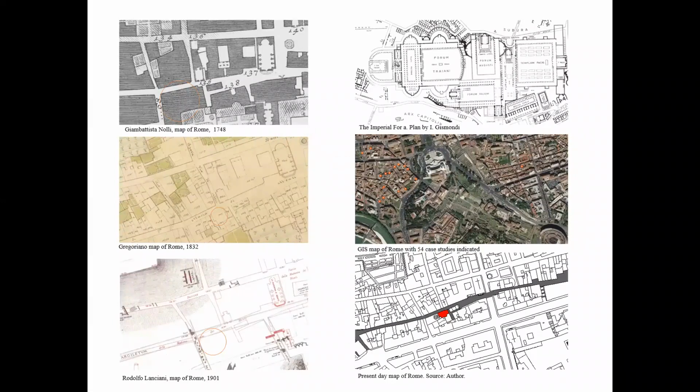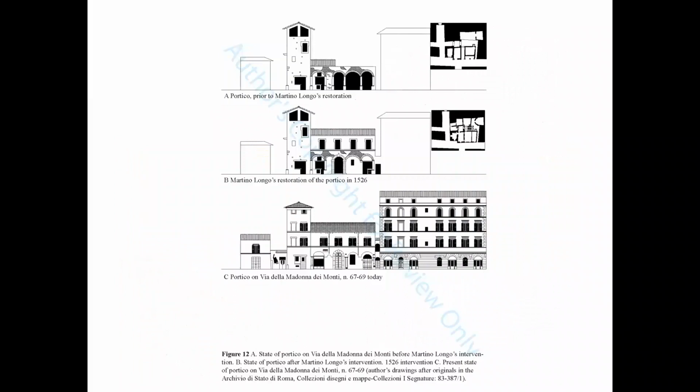When I started this project, it was more about thinking at the urban scale and mapping the evolution of Rome's urban fabric through time. So this is the street of Santa Maria dei Monti. This is the church of Santa Maria dei Monti. And I started with this building and documenting its history over time. And surprise, surprise, in the archives, I found what it looked like prior to 1526, what it looked like after a restoration by Martino Longo, and this is what it looks like today. And I couldn't help myself. I added Francesco Totti and the graffiti that exists.